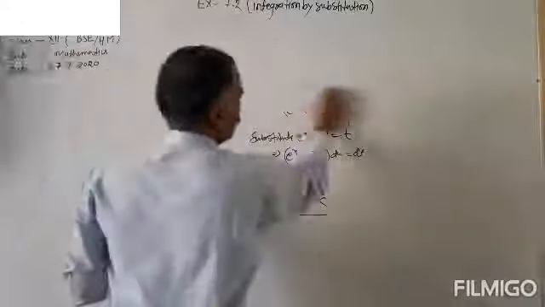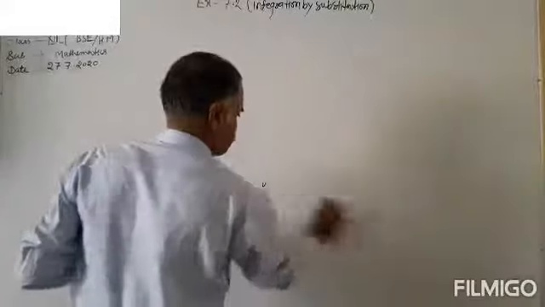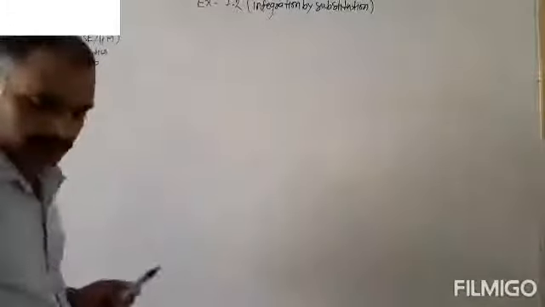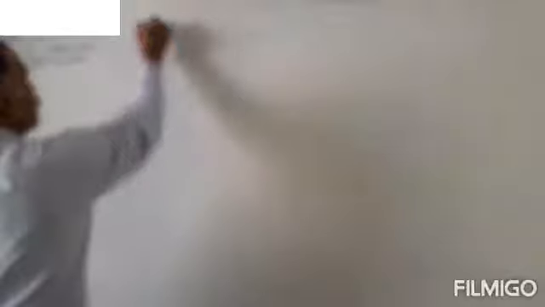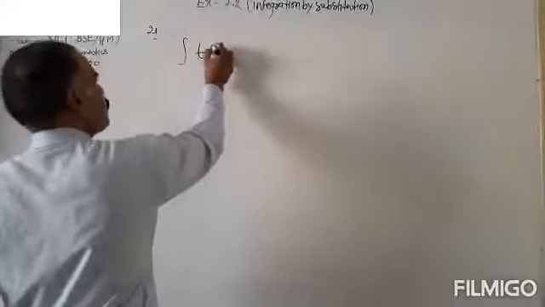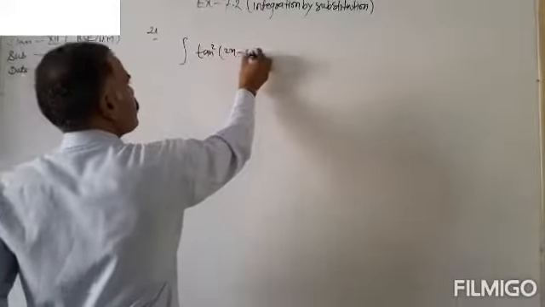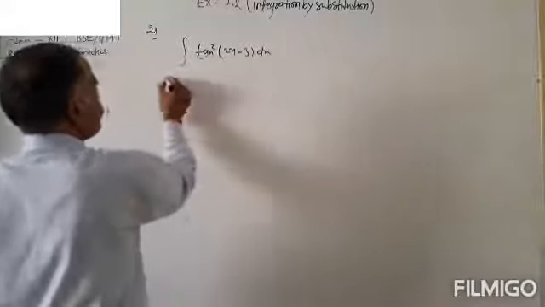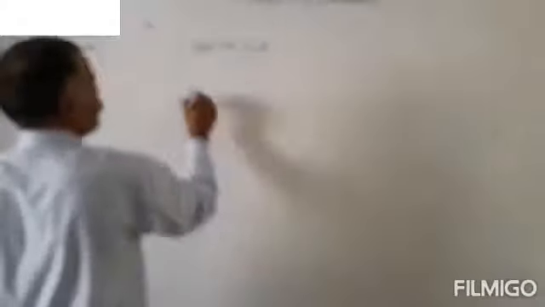Question number 21 is: integrate tan square (2x minus 3) dx. This is equal to the integral of tan square (2x minus 3) dx.